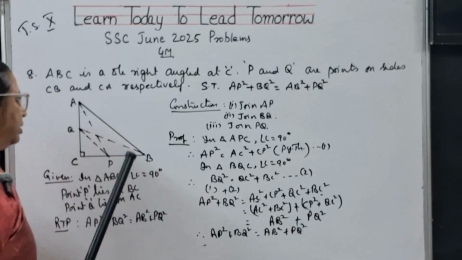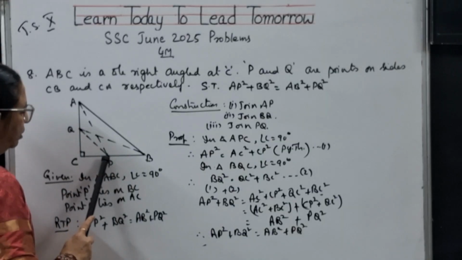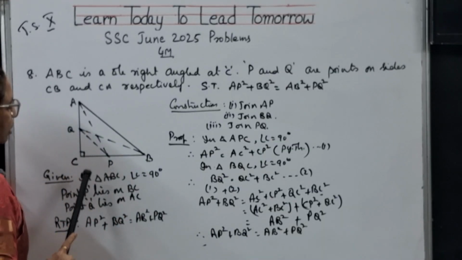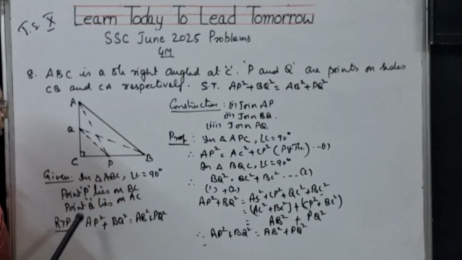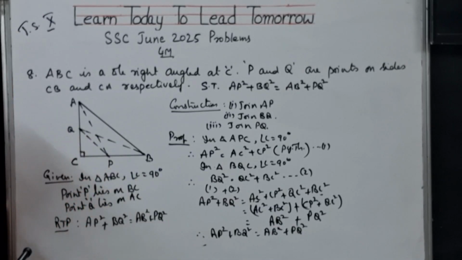Let me explain once again. There is a triangle ABC in which angle B is 90 degrees. Point P lies on BQ and Q lies on AC. You need to prove that AP square plus BQ square is equal to AB square plus PQ square.